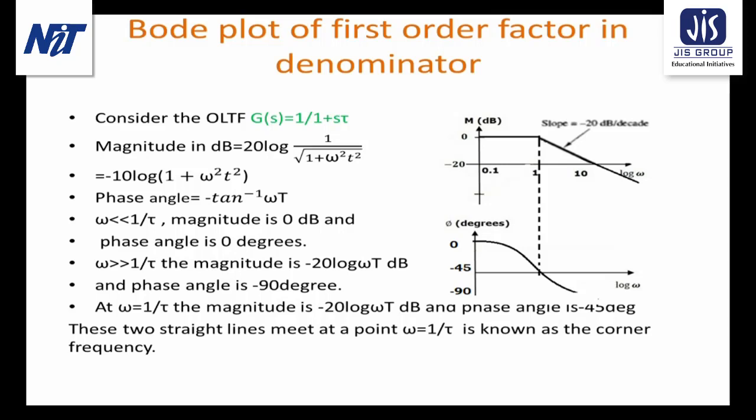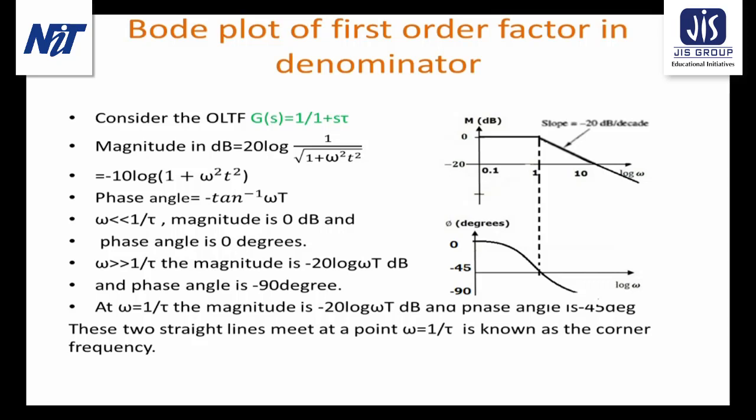Whereas when omega t is equal to 10, that means omega equal to 10 by t, the magnitude becomes minus 20 dB. So up to 1 the magnitude is 0 dB, but at 1 the magnitude changes from 0 dB to a minus 20 dB per decade slope. And at omega equal to 10 divided by t, the magnitude becomes minus 20 dB.